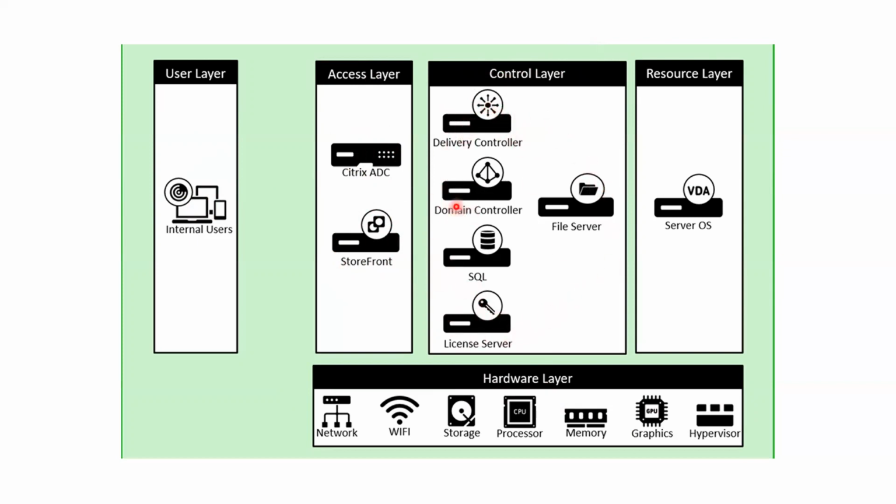In the control layer, there is a collection of servers which control our data center operations: the delivery controller, the domain controller, which is the Active Directory server, the SQL server for the database, the license server for licensing, and the file server, which is shared storage on which you can store your virtual machines. Now coming to the resource layer, it is a collection of virtual machines or servers which we are going to publish to our end users.